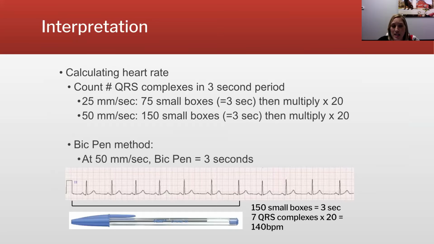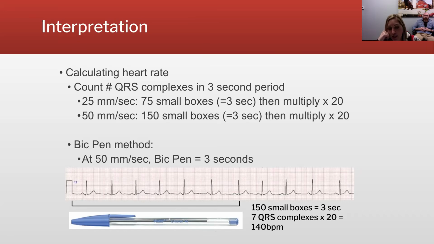One is you can count the number of QRS complexes in a 3-second period. If the paper speed is 25 millimeters per second, that would mean counting 75 of these small boxes, which equals 3 seconds, and multiplying by 20. If the paper speed's at 50 millimeters per second, then you'd count 150 boxes and multiply by 20. Or you can do the cheating method, which is the big pen method. If it's at 50 millimeters per second, then a standard big pen equals about 3 seconds. So that's the quick, easy way to get a rough approximation of the heart rate if you're looking at a printout of an ECG.